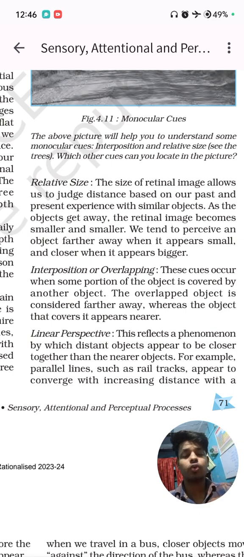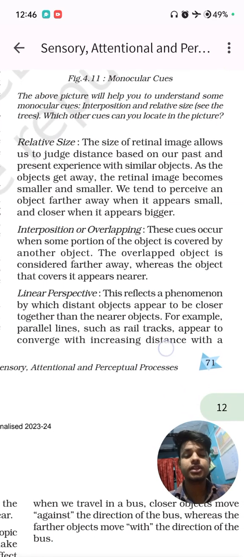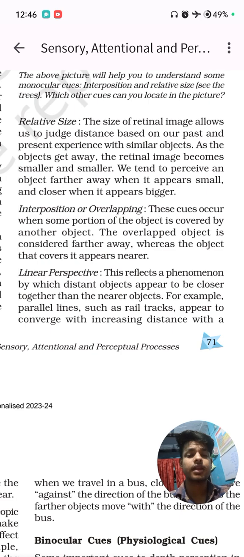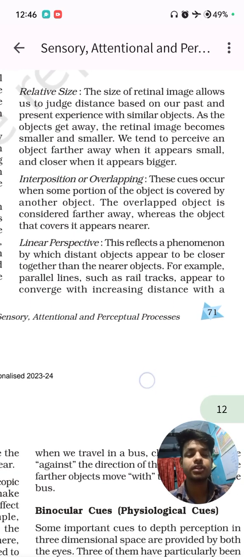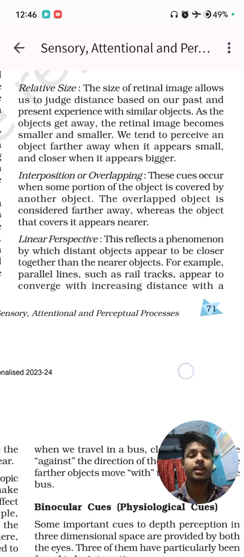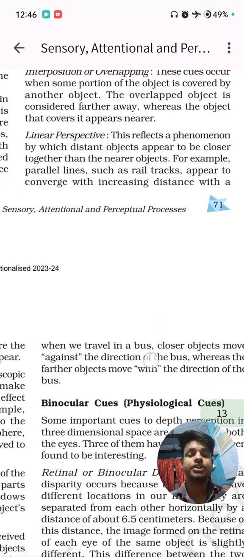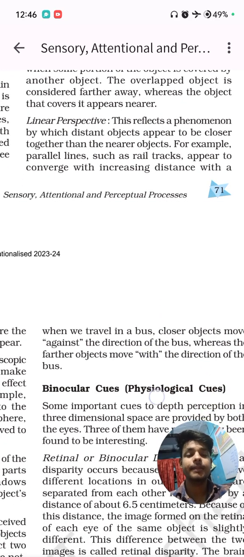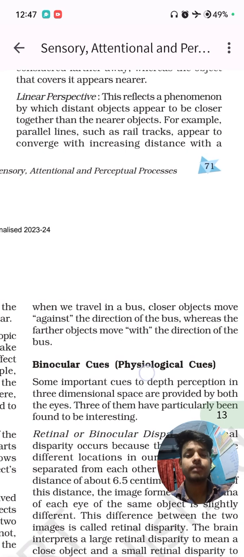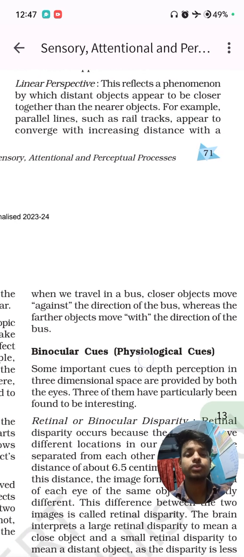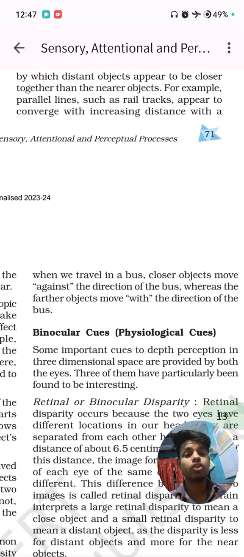Interposition or overlapping. This cue occurs when some portion of an object is covered by another object. The overlapping object is considered further away, whereas the object that covers appears nearer. Linear perspective: this reflects a phenomenon by which distant objects appear closer together than nearer objects.